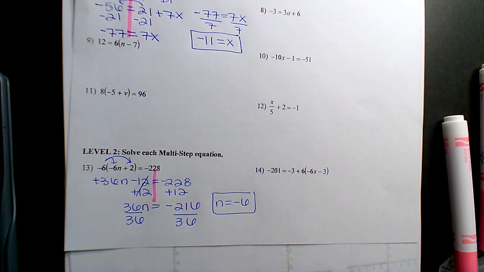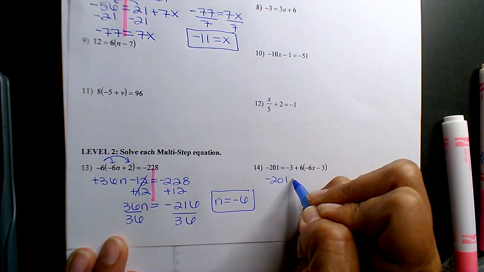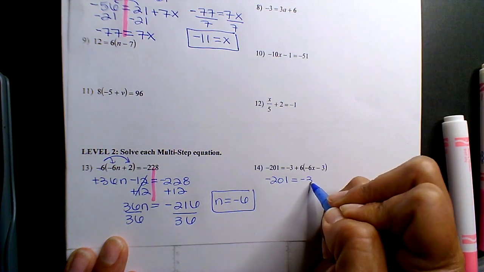Watch your signs, watch your negatives. Like I said, at the end of the semester, some of you, you're looking at a full letter grade or half a grade had you not made all these little minor human errors. And they're really common. You're going to see me make them as well. Okay? Here, you get negative 201 equal negative 3.